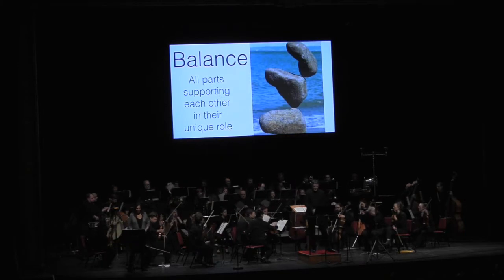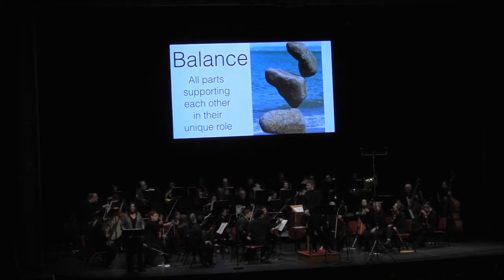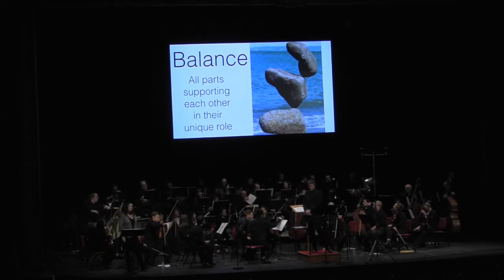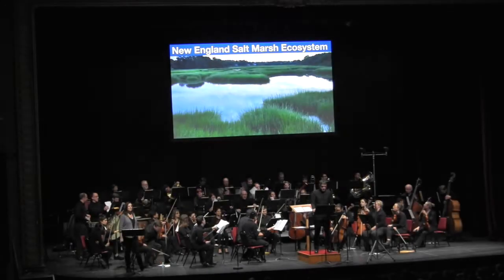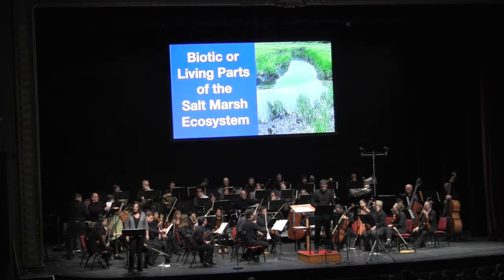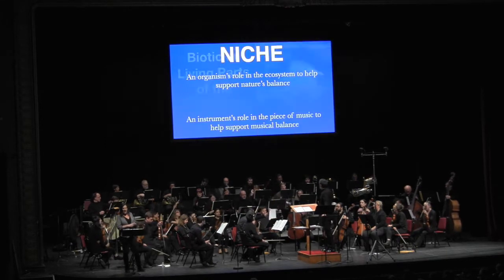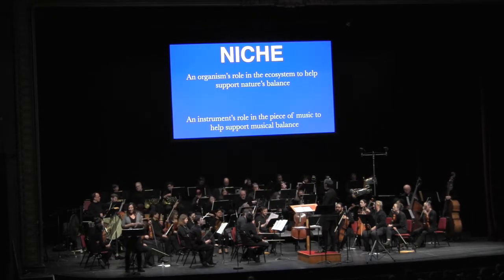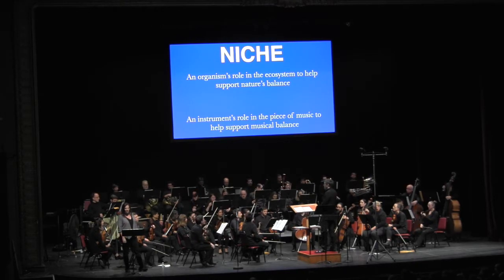Here we learn that balance occurs when different parts work together to support each other. We explored balance in an ecosystem commonly found in our area, a New England salt marsh ecosystem. In this year's program, we explored the living or biotic parts of the salt marsh and saw how each living thing had an important job or niche to support balance in the ecosystem.